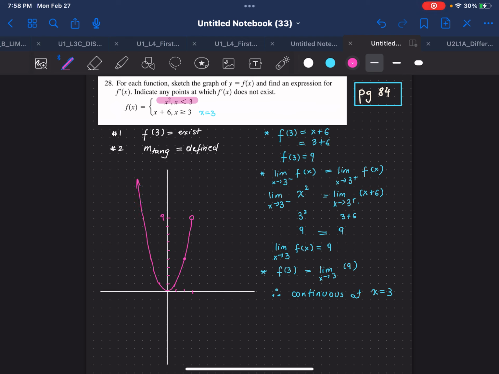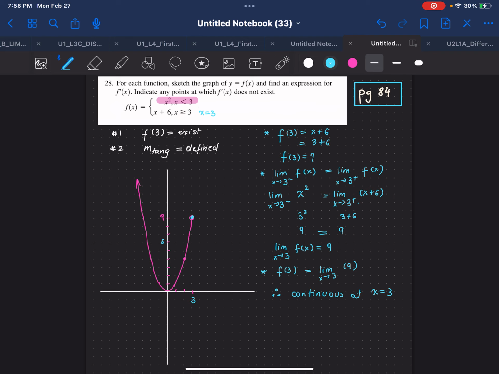So the next piece is y equals x plus 6. This is a linear function with a y-intercept at 6. So 1, 2, 3, 4, 5, 6 in here. And this line will have a slope of 1. So 1, 1, which means that according to the specified domain here, we're starting at x equals 3. And at x equals 3, this function will be defined.